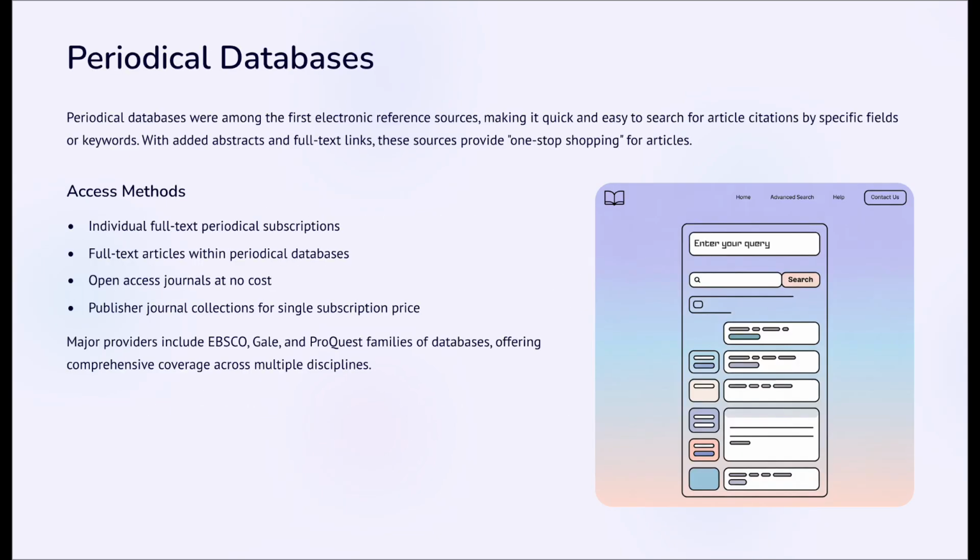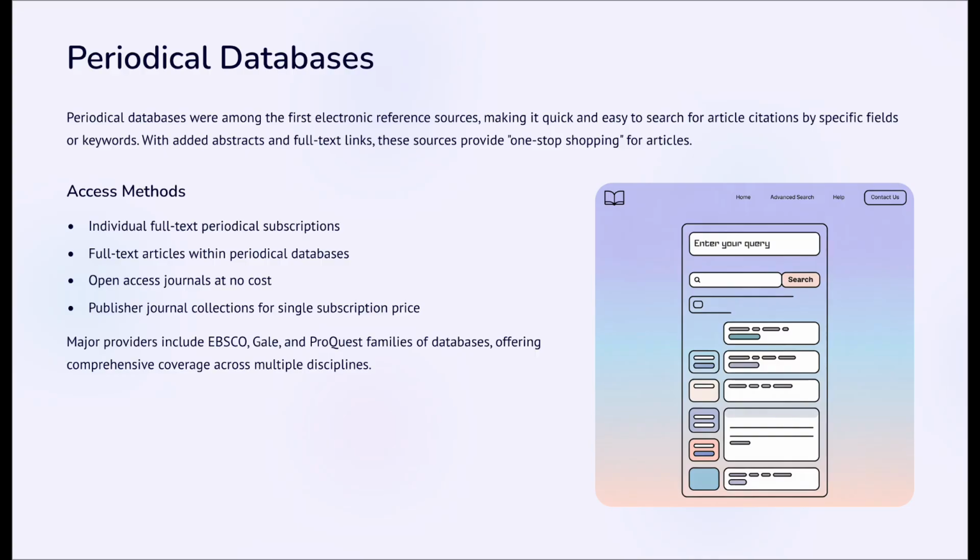Periodical databases were among the first electronic reference tools. Initially, they provided article citations and keyword searching. Over time, abstracts and full text links were added, turning them into a true one stop shopping experience for articles. That means a user can search, evaluate, and access the article in a single place, whether they're in the library or off campus.